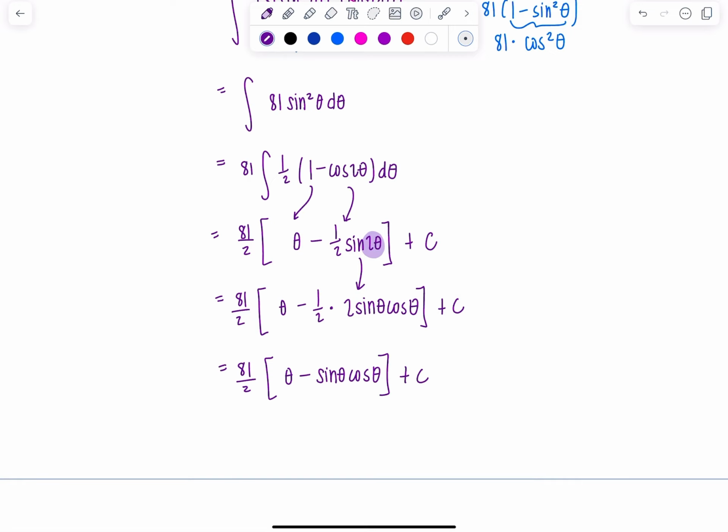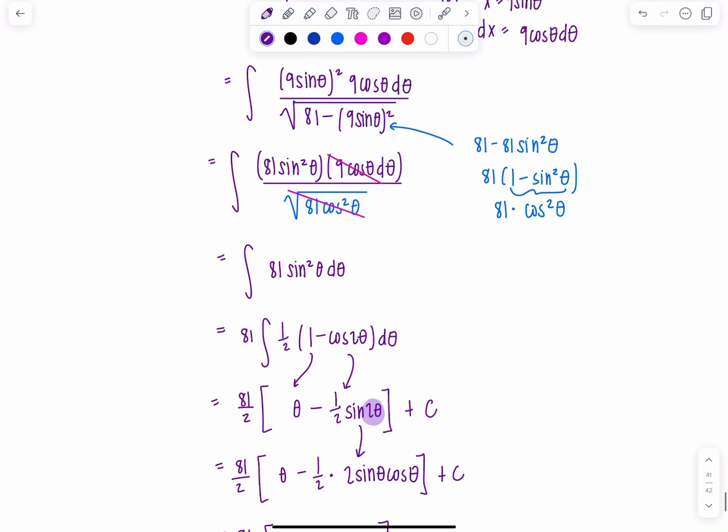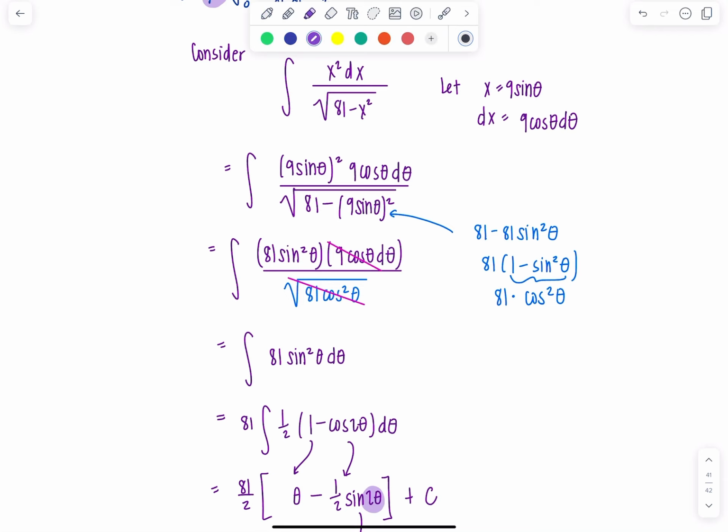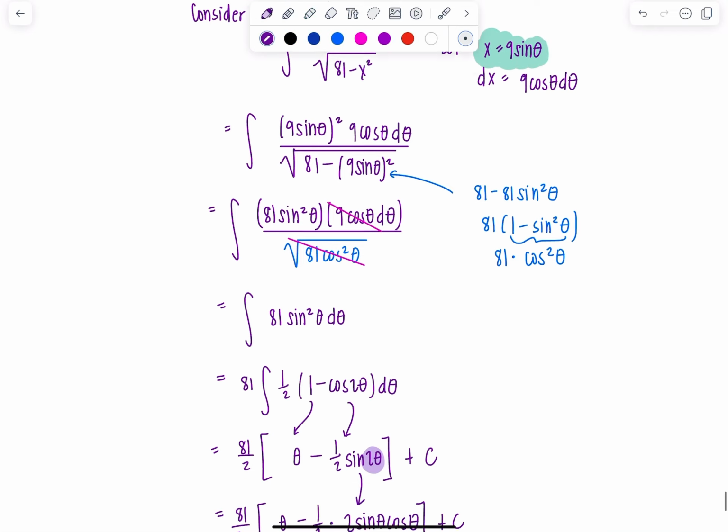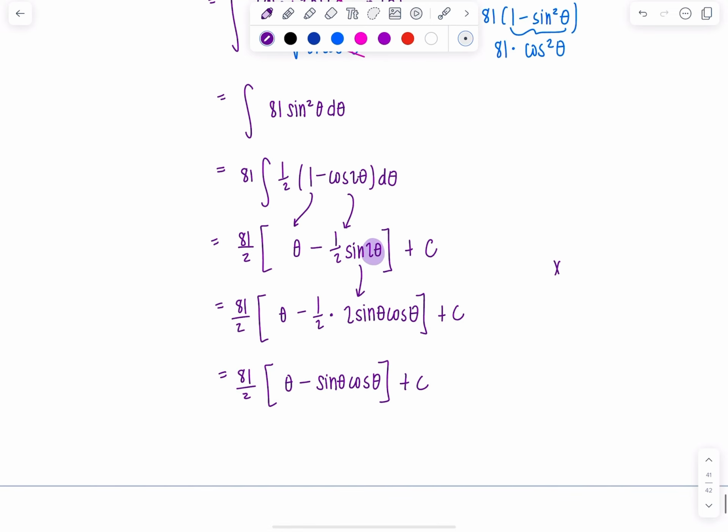Okay, so how to get back to x's? Well, look at the original substitution that you made. Where was it? Right here. Let x equal 9 sine theta. So that's what I'm going to use to draw my triangle. That means x divided by 9 is sine theta. So draw a triangle. Boom, boom.